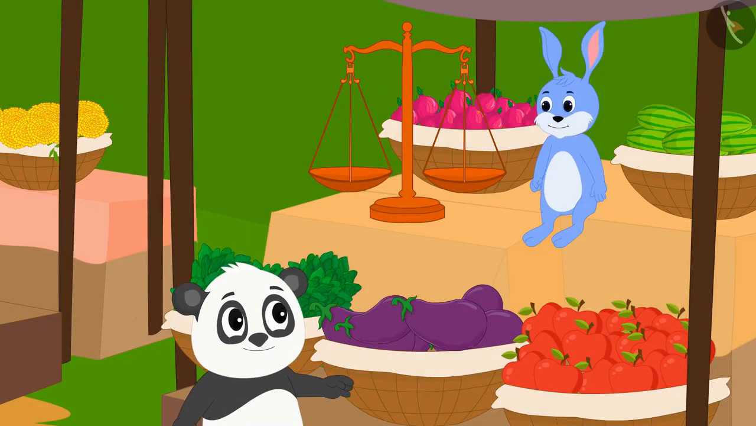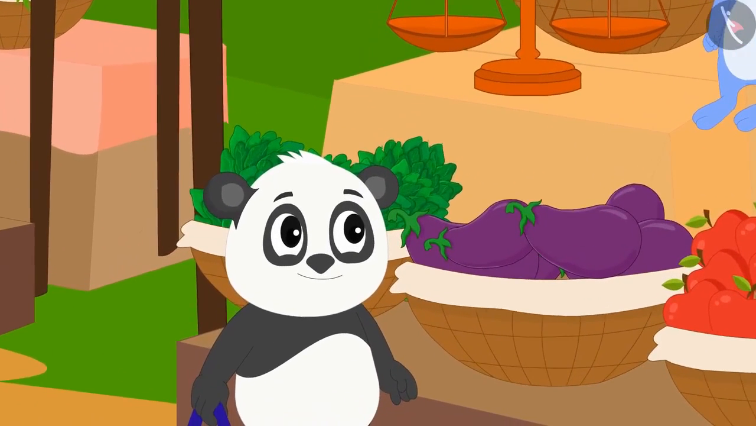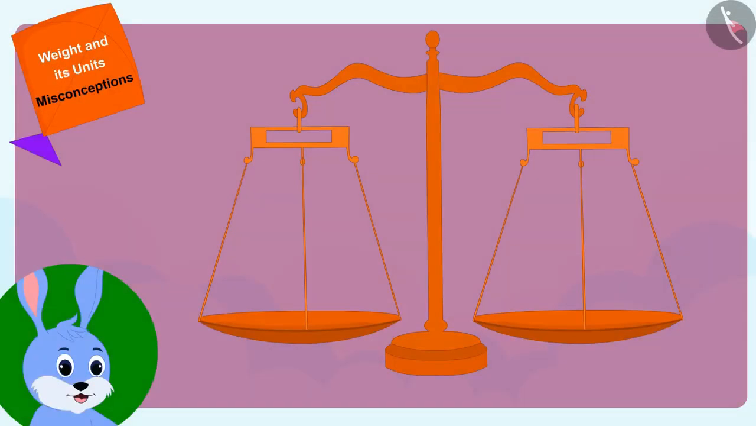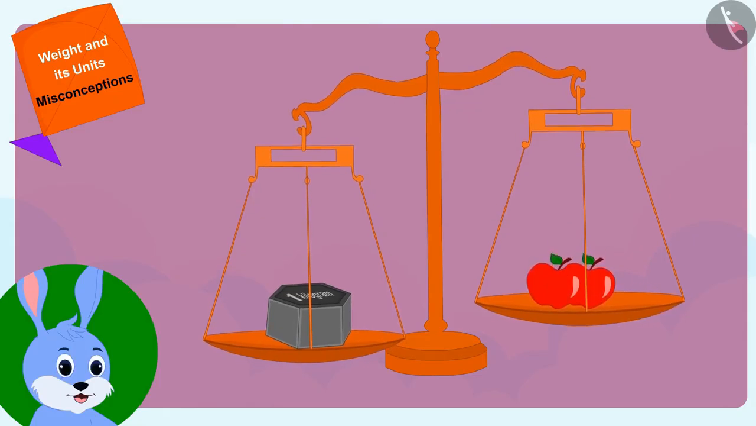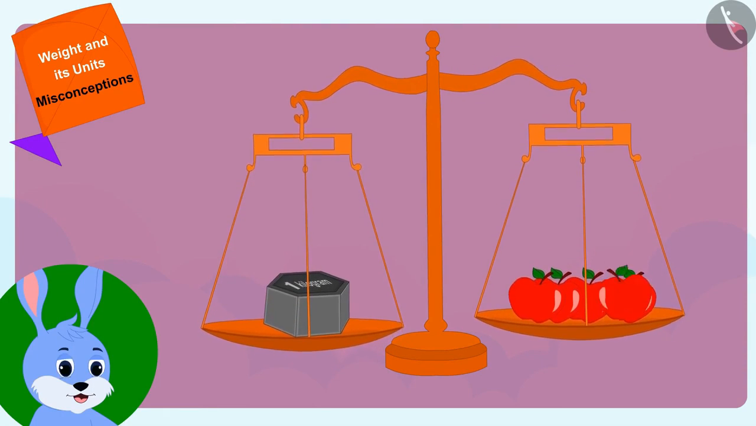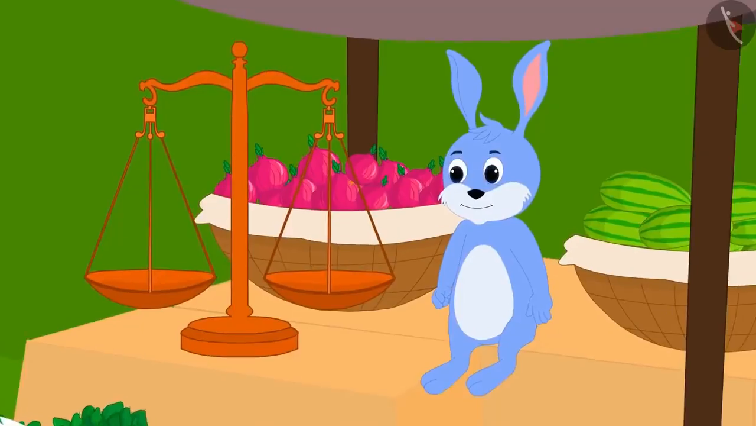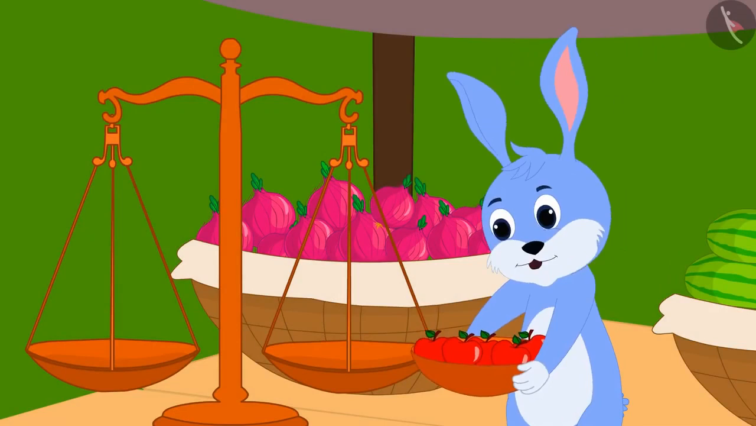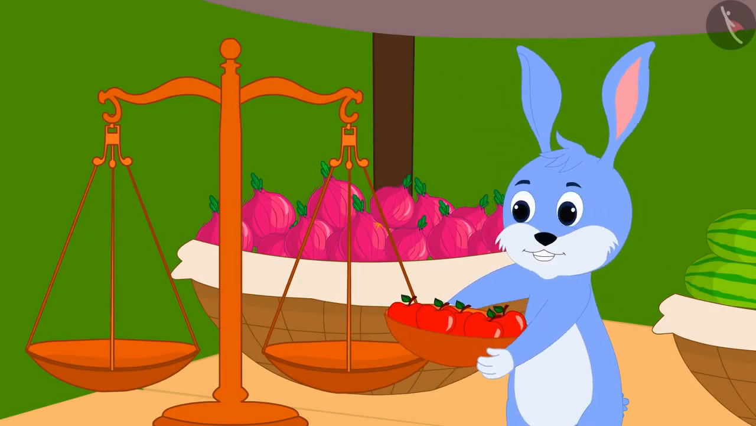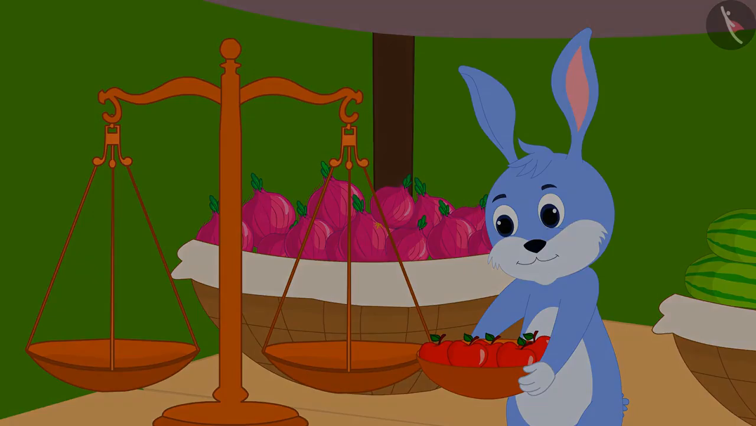"Bunny, give me apples for 50 rupees, please," Golu said to Bunny. Bunny put a weight of 1 kilogram in one plate of his weighing scale and weighed apples in the other plate until the two plates came to the same level. Then Bunny said to Golu, "Here you are, 1 kilogram of apples for 50 rupees."